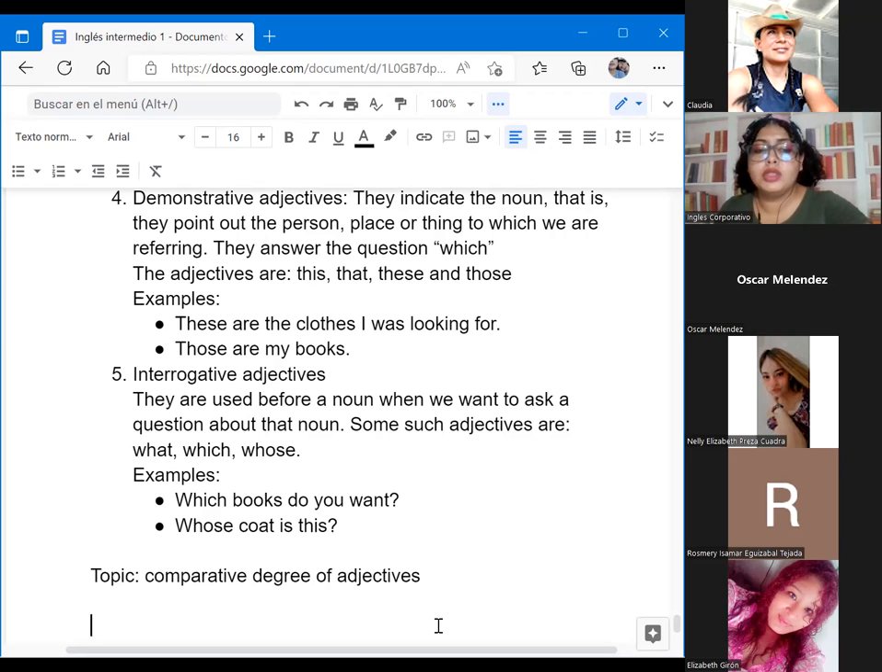En este caso, cuando vamos a hacer las comparaciones, es para decir, eso fue más grande que, fue más pequeño que, or something like that. So in that case, we need to say the degree of that quality in the things that we are describing.